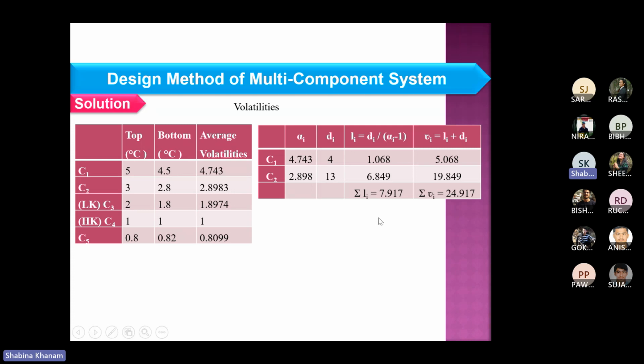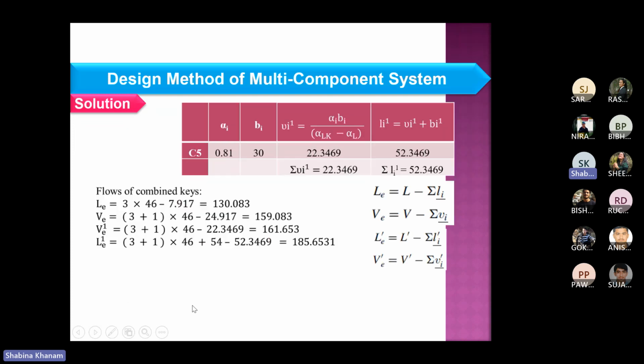Okay, which we have discussed in the last class. So Li you can see over like this, and similarly Vi should be Li plus Di. These expressions we have already seen in the last class. So summation Li and summation Vi you can consider like this, and in a similar line we will find out the limiting flow rates of heavy non-key, like C5 is given over here.